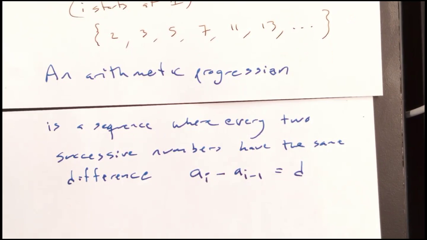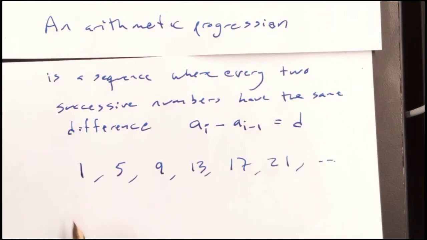Ian, give me a number. 1. Dom, give me another number. So I could go 1. 1 plus 4 is 5. 5 plus 4 is 9. 9 plus 4 is 13. 17, 21, and so on, right? My difference is 4. A0 was 1. D was 4.